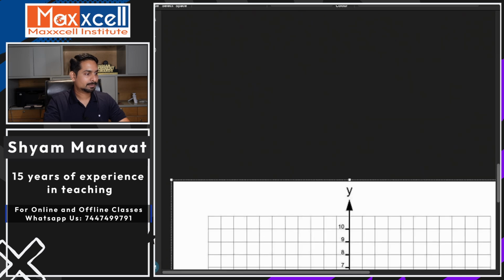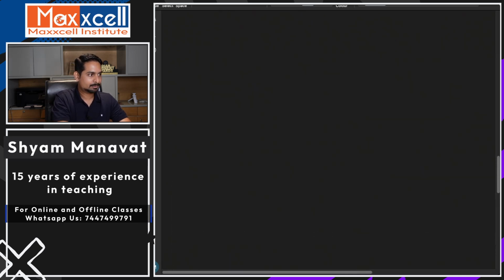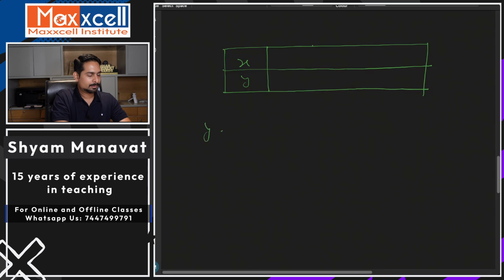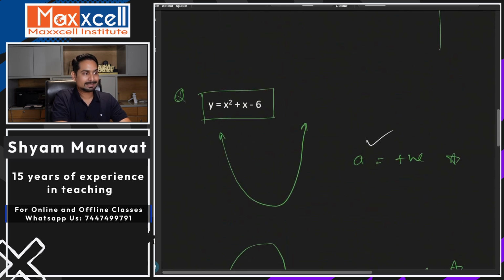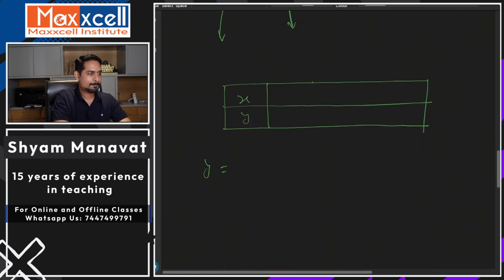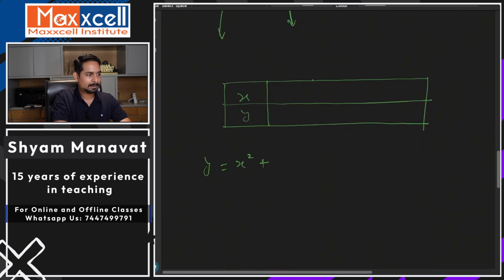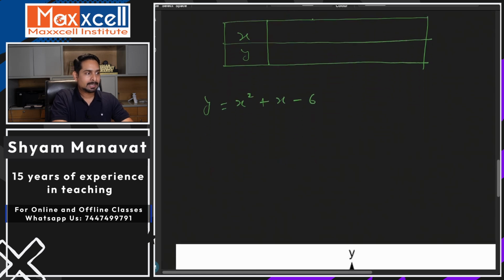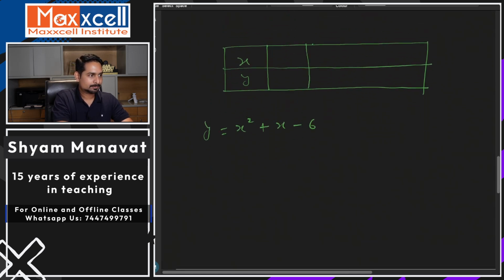Next, now we will take x equal to 0 and y equal to 0 and try to find out the coordinates in terms of x comma y. So let's see x and y. The quadratic function here is y equal to x square plus x minus 6. Now if I substitute y equal to 0, then this will look like 0 equal to x square plus x minus 6.